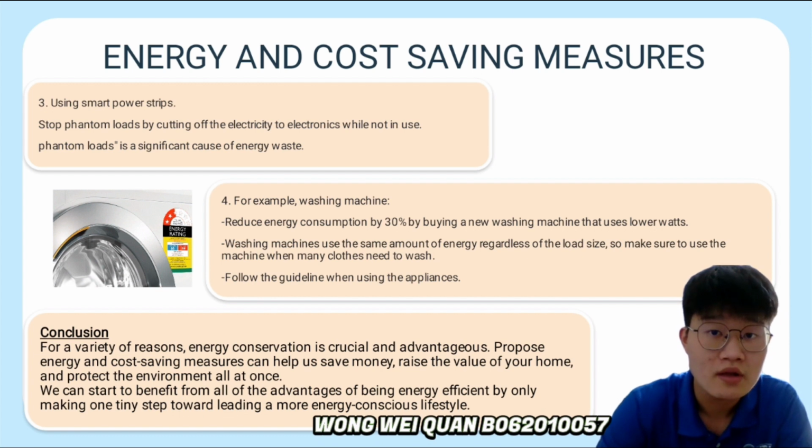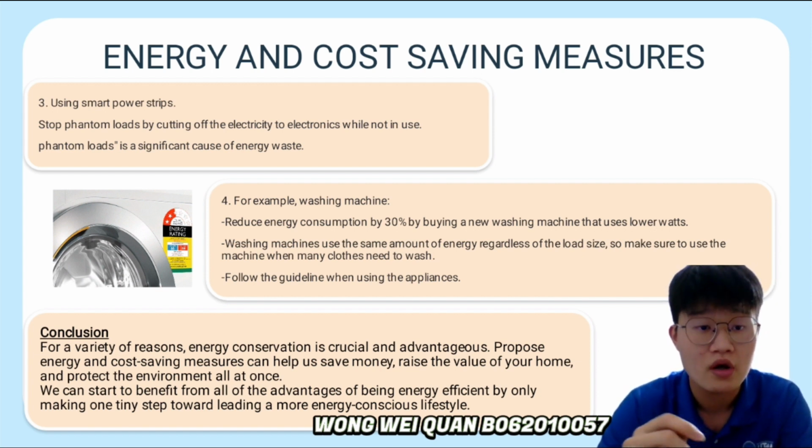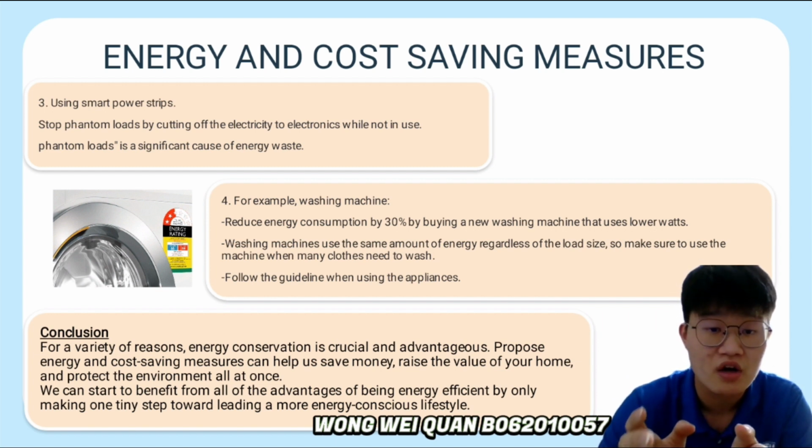So the third and last one is using the smart power strip, because it can stop phantom loads by cutting off the electricity to electronics while they are not in use. What are phantom loads? They are a significant cost of energy waste.